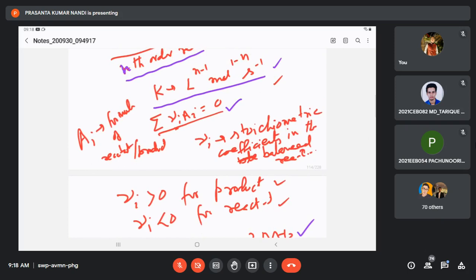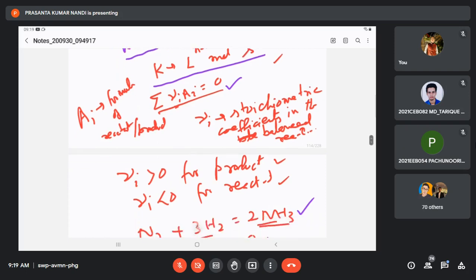Nu_i may be greater than 0, and this is for a product. And nu_i may be less than 0, then we say it is associated with a reactant. Okay, so the sum of nu_i A_i equal to 0. Here nu_i we call the stoichiometric coefficient in the balanced reaction or chemical equation. And so the sign of nu_i depends on whether it is a product or a reactant.